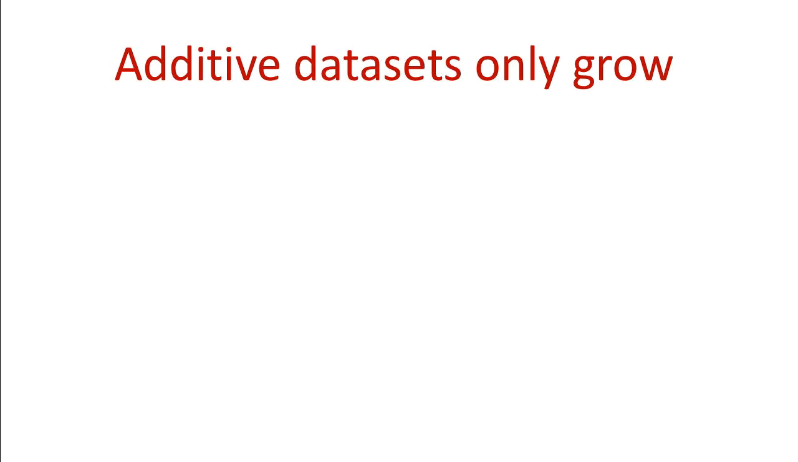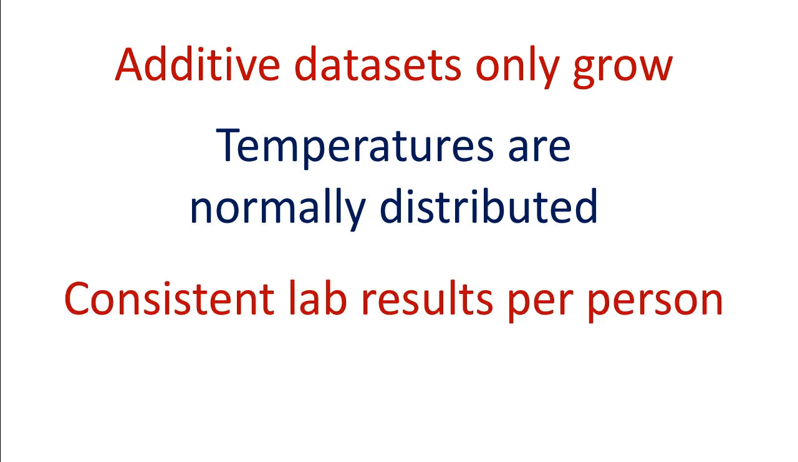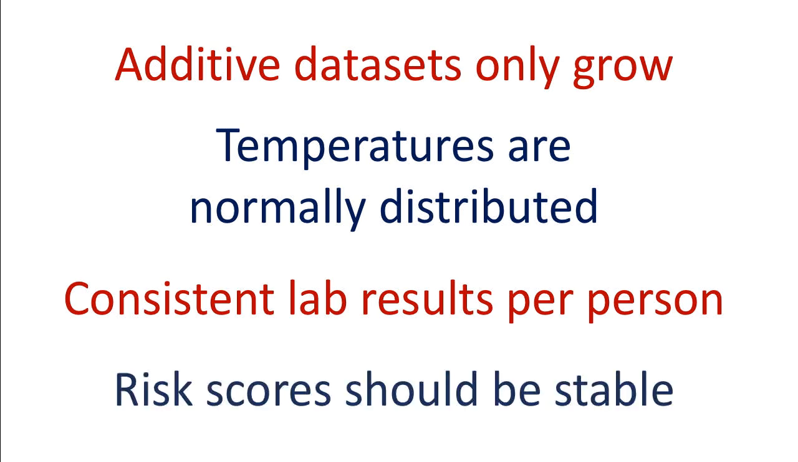Well, some of them might be simple. If a data set is only appending new information, it should always grow over time. So that's a property that we can check for. Some particular data elements have their own properties, like temperatures being roughly normally distributed. We might expect about the same number of lab results per person over a period of time, and if there was a huge jump in that, it could be a flag that something's mapped wrong or inconsistent. Or if we're producing some sort of outcome, some sort of score, we want it to be roughly stable over time. If it's jumping back and forth a lot, that can be a problem.